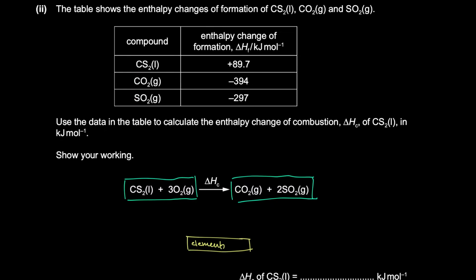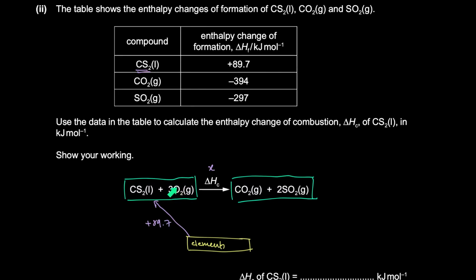You can just write elements. Since they've given me formation data, we know by definition that the enthalpy change of formation is when 1 mole of a substance is formed in its standard state from its constituent elements in their standard states. So now we have to calculate this enthalpy change. Let's call this X, right? And they've given me formation of CS2. So formation by definition is from elements to that substance. So that will be plus 89.7, right?